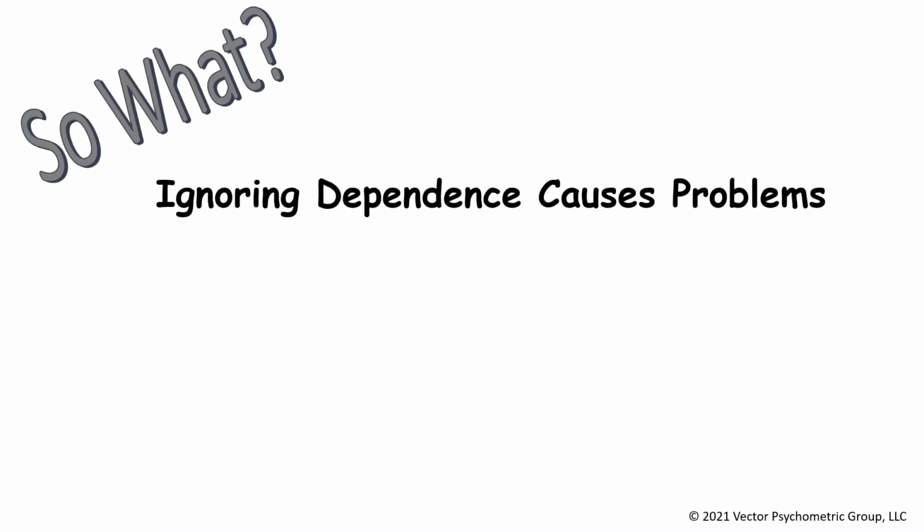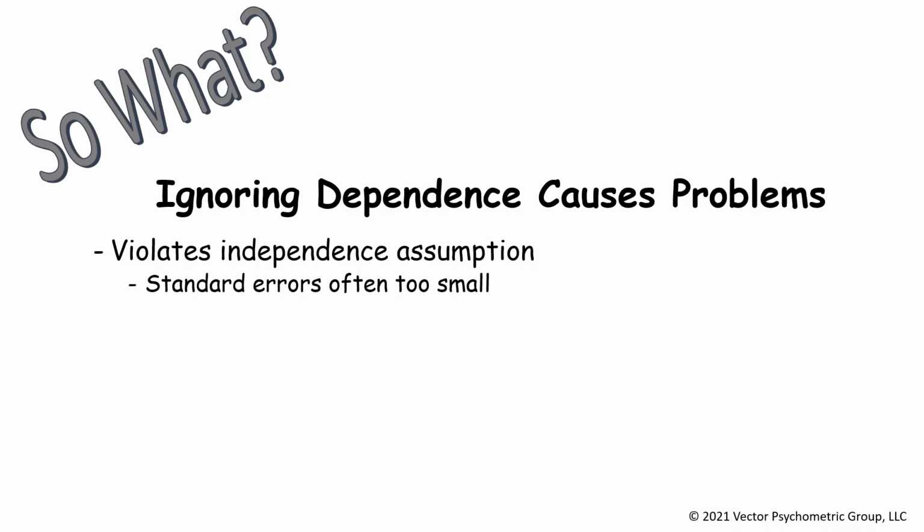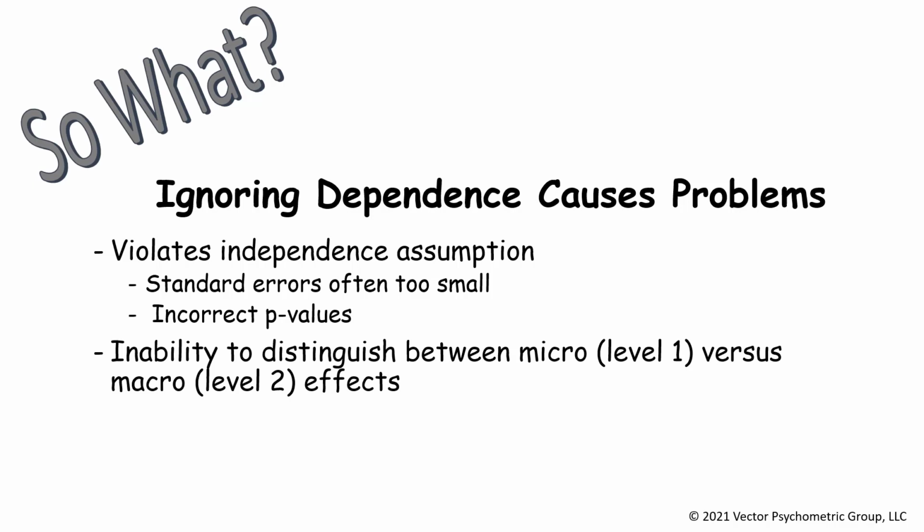Ignoring dependence can cause several problems. Clearly, it violates the assumption of independence associated with standard modeling approaches like linear regression, ANOVA, and t-test. And not accounting for the within cluster or group correlation can have a real impact on your results. For example, the standard errors are often too small, which in turn leads to incorrect p-values. From a substantive view, ignoring dependence also impacts one's ability to draw valid and reliable inferences at both the micro and macro levels. This is an important drawback because, in practice, predictor effects can differ across contexts.